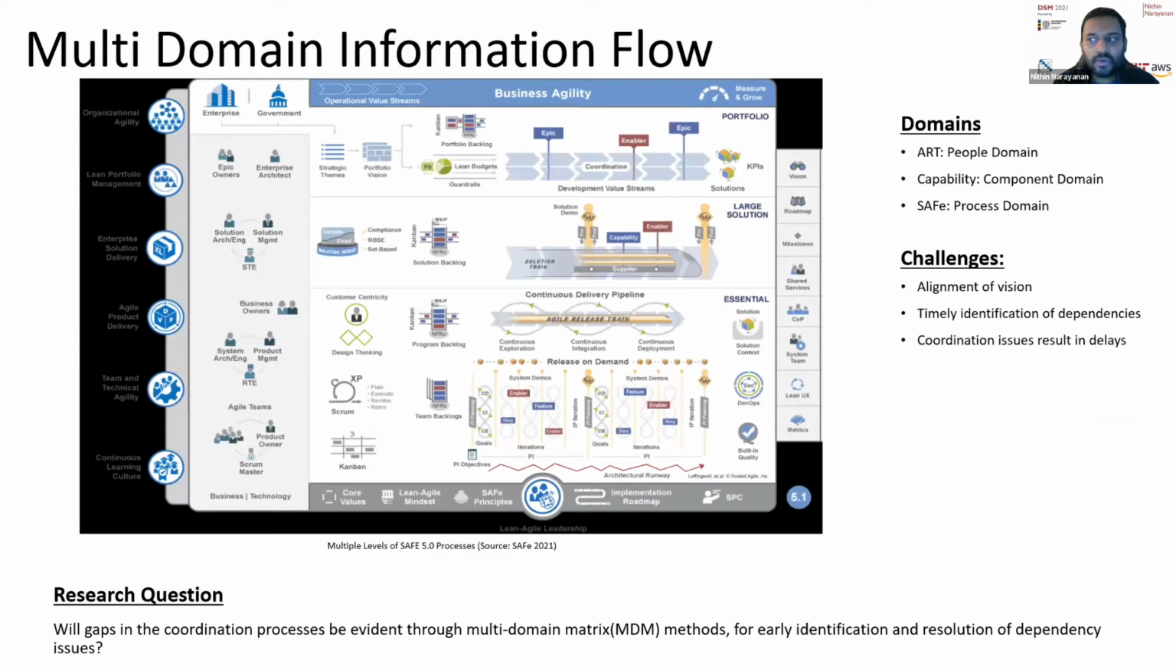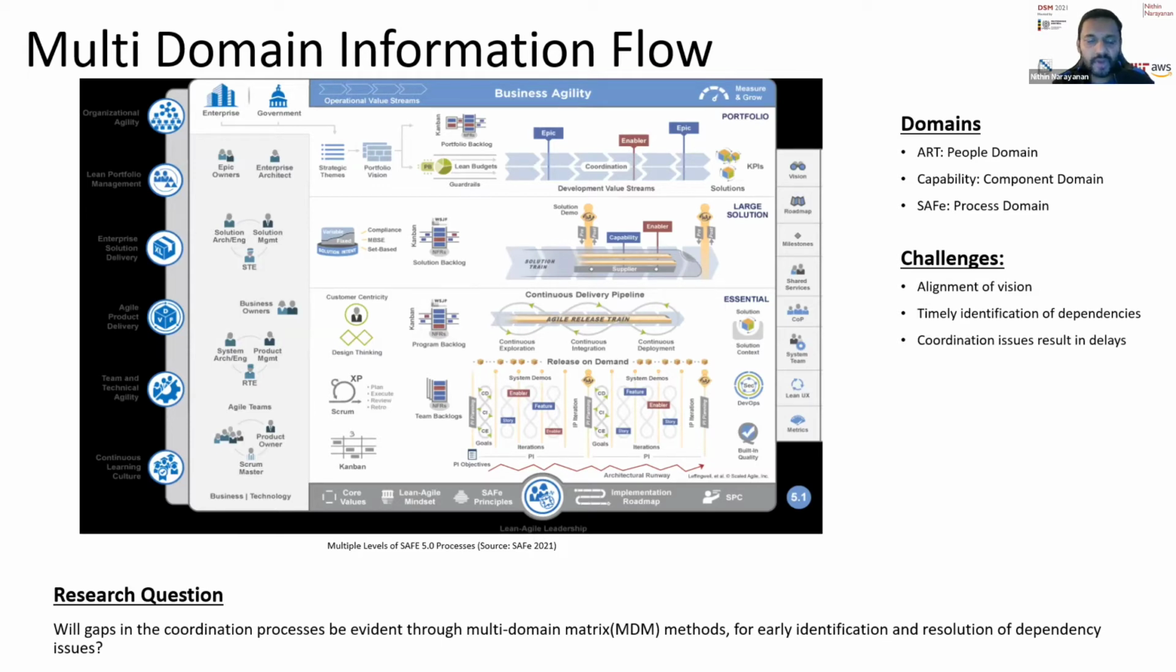So now from a multi-domain standpoint, when this software development occurs, there are various domains involved, of course. The ARTs, which is the construct of interest, is the people domain because it consists of teams of people. And the capability is the component or the product domain because it defines what products need to be built. And SAFe in itself is the process domain, which defines a set of processes for how the teams have to function and how the product would be built.